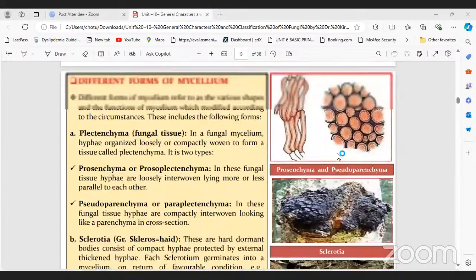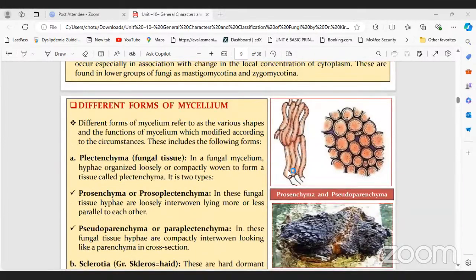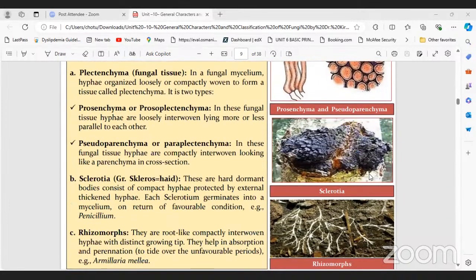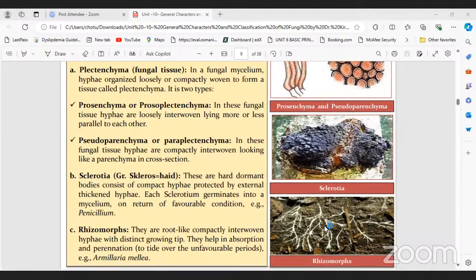You can observe the pictures also. Prosenchyma like this. Okay? Prosenchyma, this one. Pseudoparenchyma like this. Coming to another picture, this is the sclerotia. This picture, this one is called the sclerotia. And coming to the rhizoids.